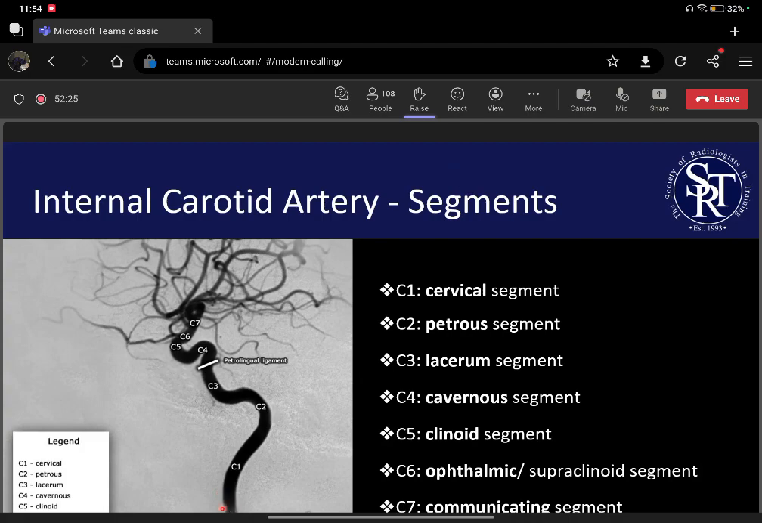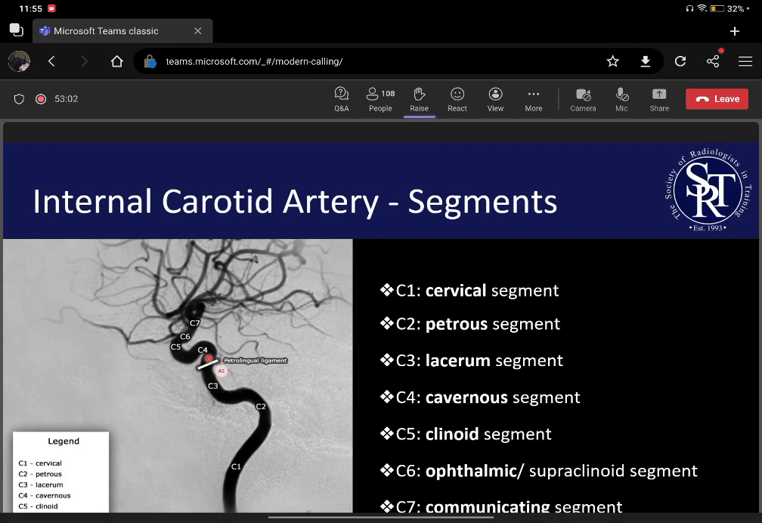We'll start here. C1, the cervical segment. So that is after the bifurcation of the common carotid artery all the way up to the carotid canal opening. And there it becomes C2, the petrous segment. This is as it runs through the carotid canal anteriorly and medially. Then C3 here is our lacerum segment, and you can recognize this because it comes up here at this right angle that you can see. The lacerum segment runs along the superior aspect of the foramen lacerum, but it does not go through it.